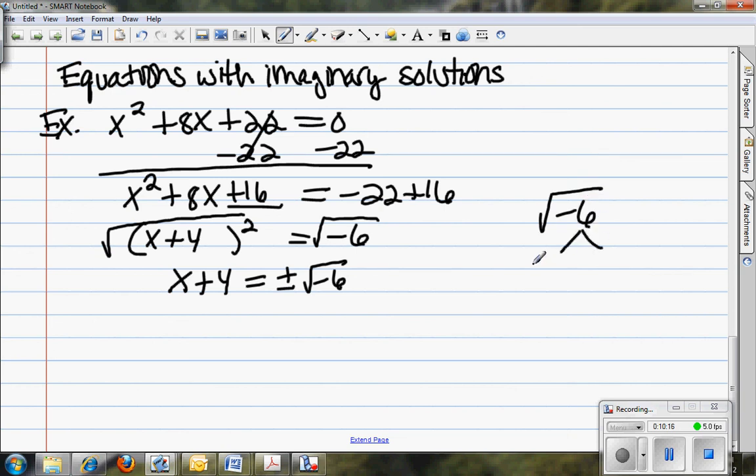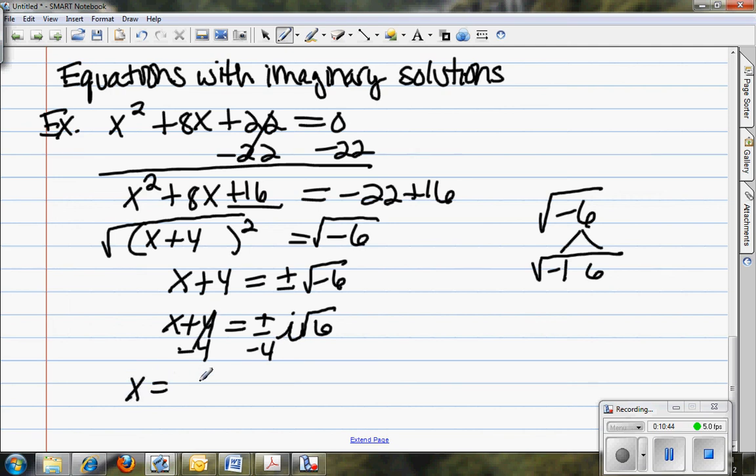So negative 6 breaks down into negative 1 and 6. And remember, the square root of negative 1 is i. So I can rewrite this, x plus 4 is equal to plus or minus i root 6. All right, almost done. We just need to subtract that 4 from both sides.